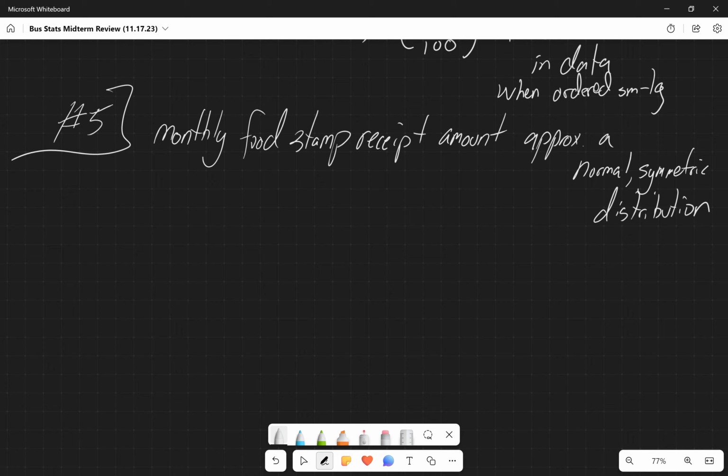Anytime you see normal or symmetric, that's a big red klaxon alarm that we're talking about the empirical rule here, right? The question also says using the empirical rule, so that's very nice of them. It gives us the sample mean of 150, and it gives us the standard deviation of 20. And so we're asked, using the empirical rule, about 68% of monthly food expenditures are between what two amounts?